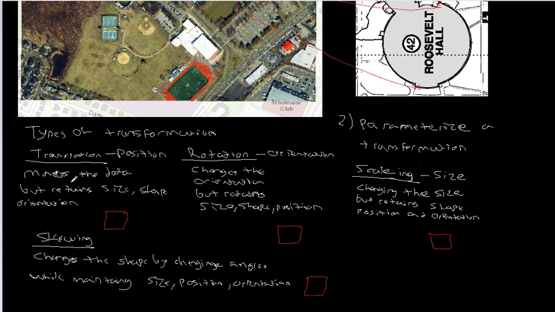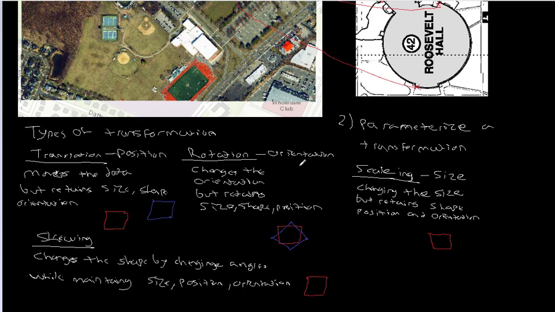So for translation, what translation does is it moves the data. If this is our original, the new data is going to be the same size, same shape, same orientation, just in a different location. That's translation. Rotation changes the orientation, but retains the size, the shape, and the position. Imagine taking a square and rotating it 90 degrees to create a diamond. I didn't change the size, the shape, or the position of the center of the data set. I just rotated it.